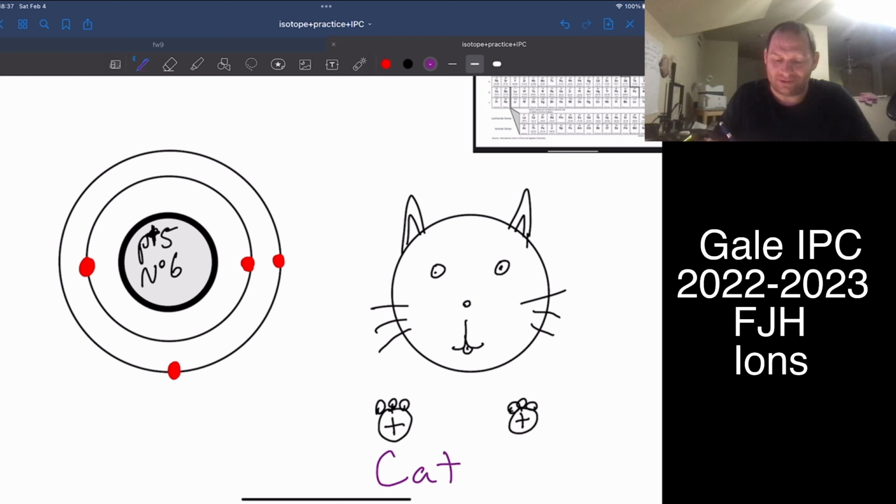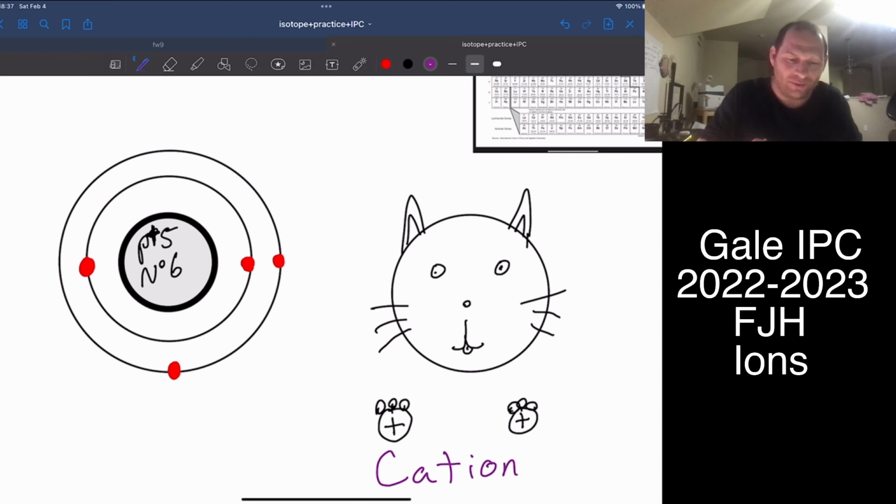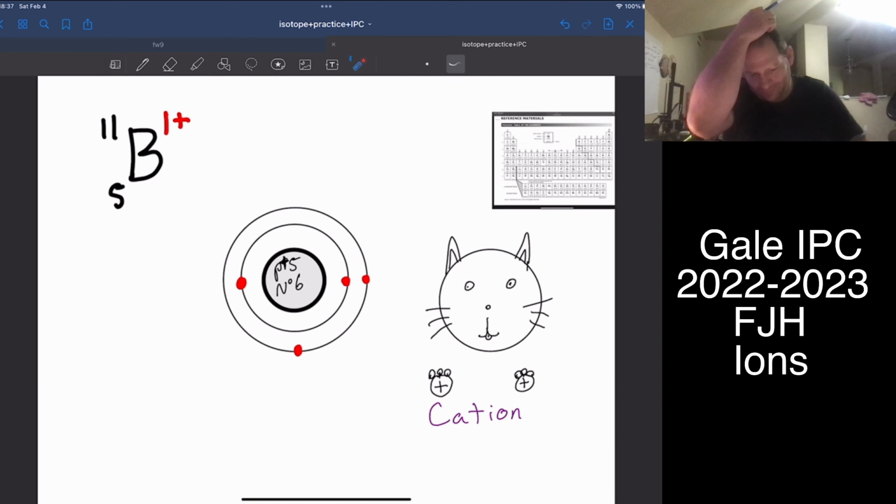A cat ion. We call atoms with a positive charge cations. And here's why. Because they're positive. Get to the positive. Little plus in the positive. So if they have a positive charge, we call them cations. Meow. So if we have a positive charge atom, it's a cation. Cool.